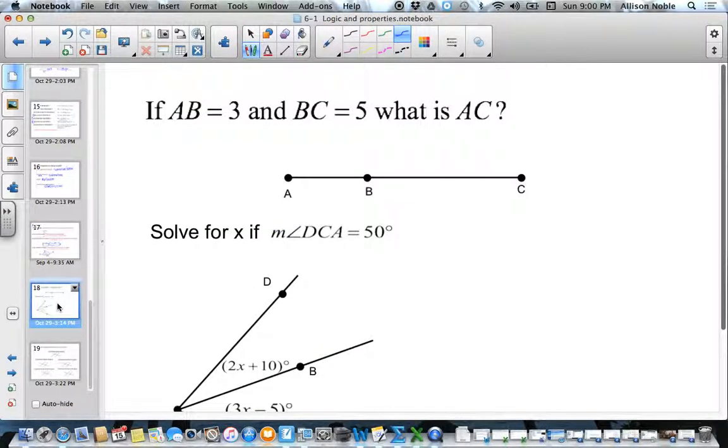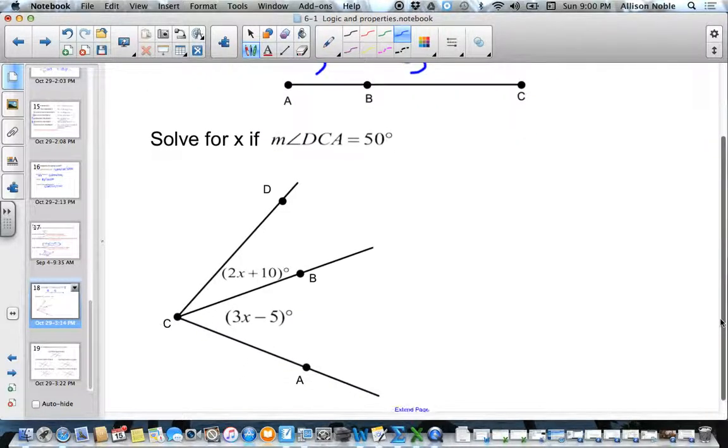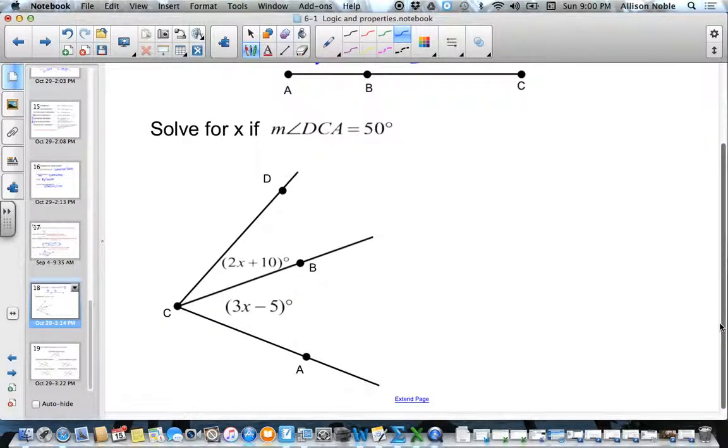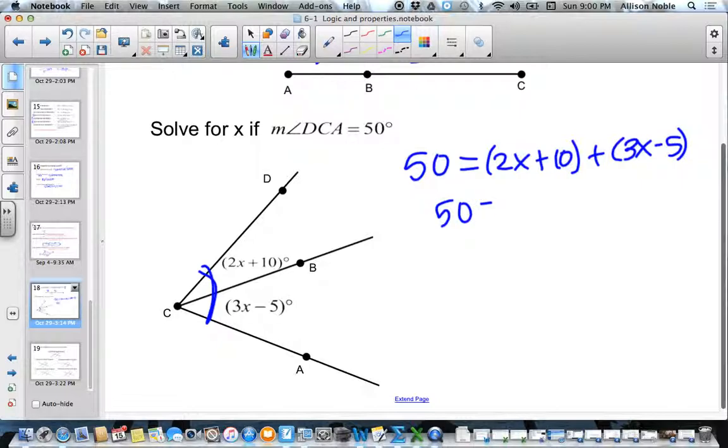So using the postulates from the previous page, if AB equals 3 and BC equals 5, what is AC? Well, this is 3, this is 5. AC would be equal to 8. If we solve for x here, if the measure of angle DCA, so DCA is the entire angle, is 50 degrees, then we would know that it is equal to 2x plus 10 plus 3x minus 5. So I just solved that equation. So I'd have 5x plus 5. So 45 equals 5x. So x would be equal to 9.